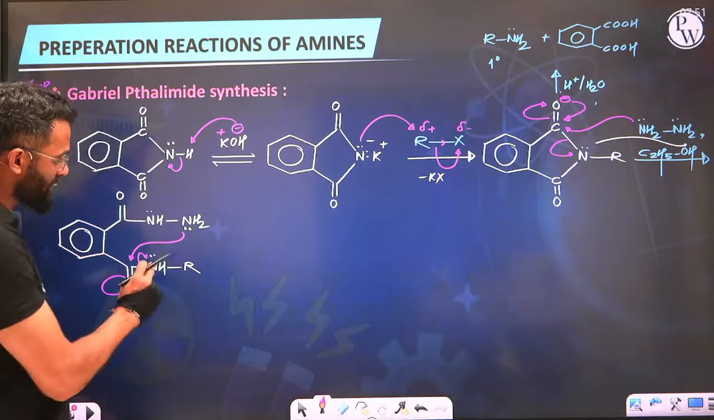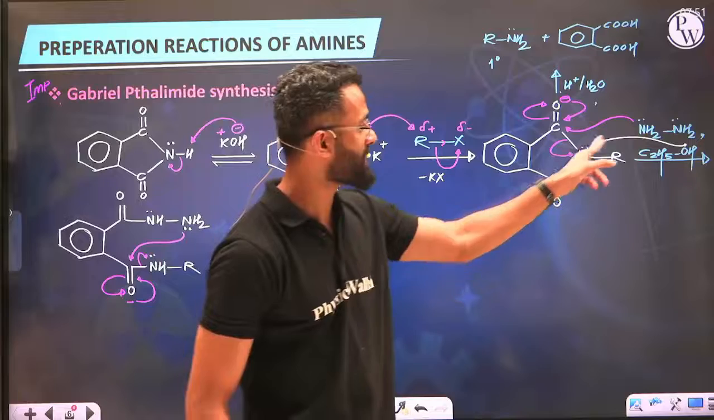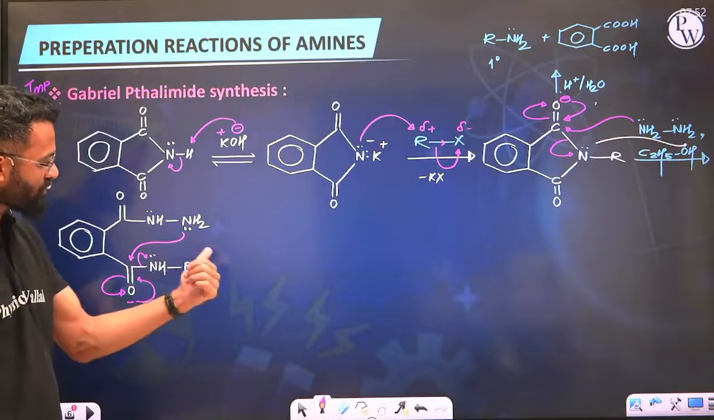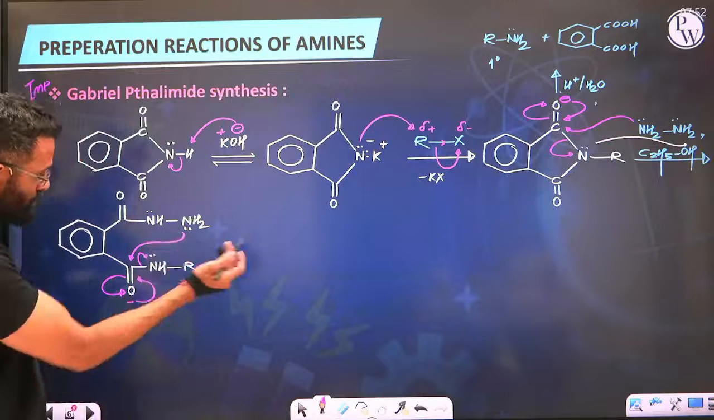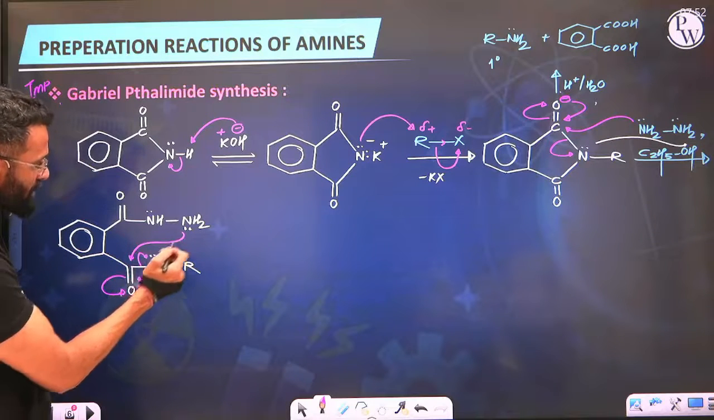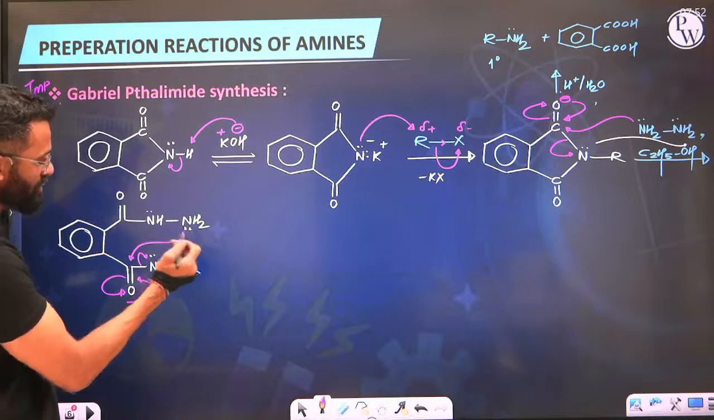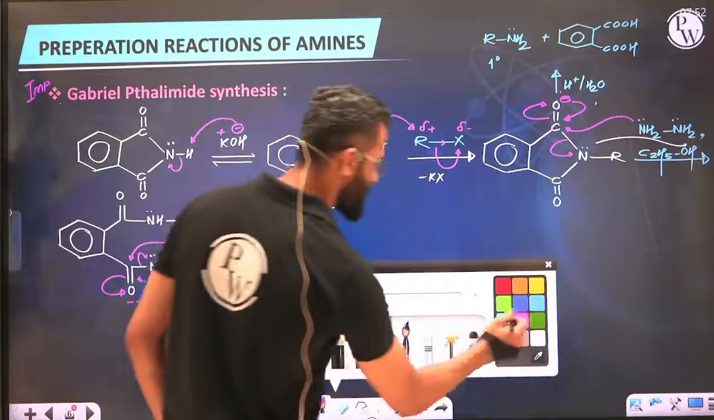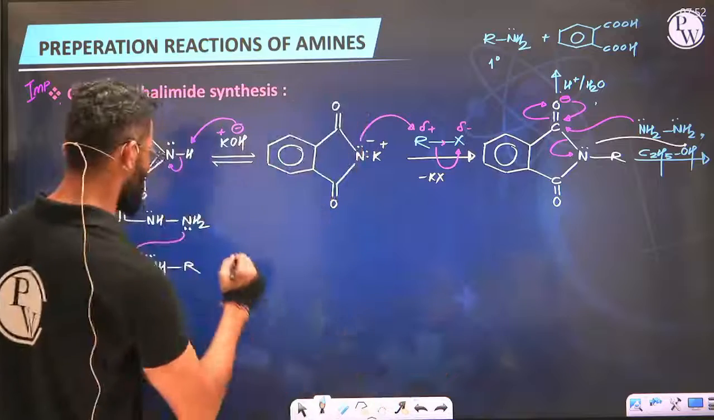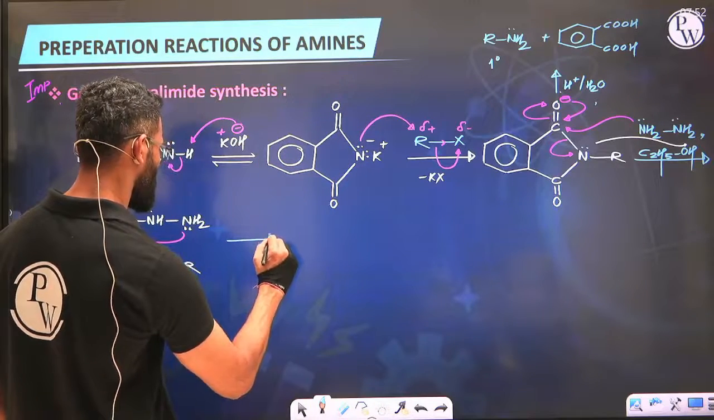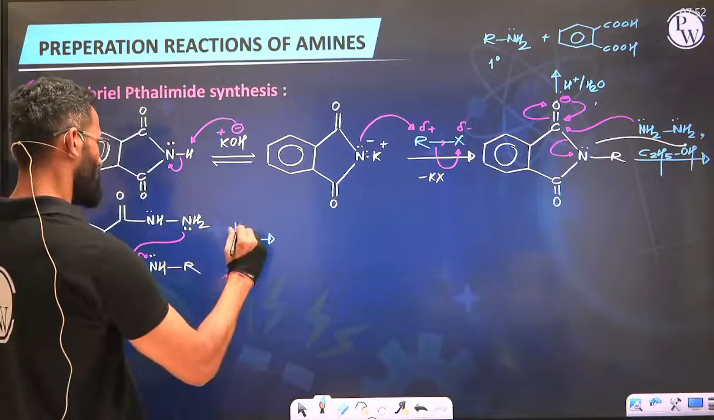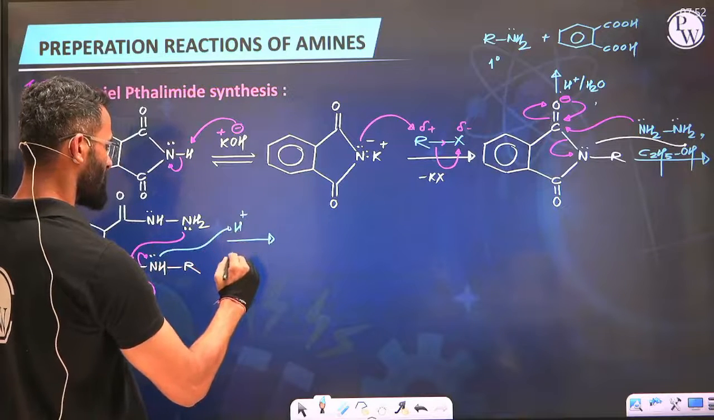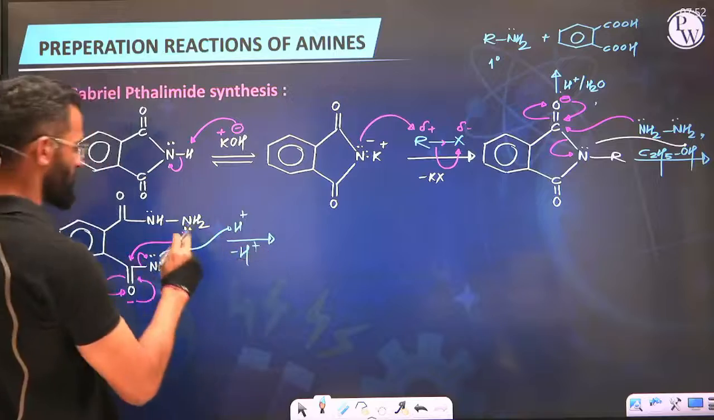That RNH minus, just like this N minus accepted a proton from the solvent, this RNH minus will accept a proton from the solvent. Also, this lone pair when attacking at the carbon is becoming NH2 plus, so this will undergo deprotonation. So there are two steps taking place simultaneously. One is protonation, the other is deprotonation. So protonation from alcohol towards nitrogen and deprotonation here from this nitrogen.